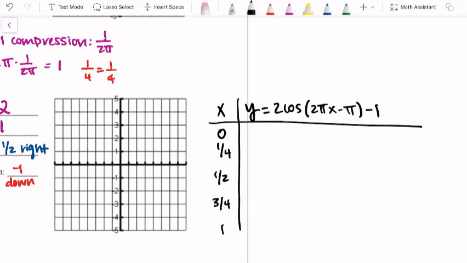Okay, so we're going to start plugging these values in, and we just need to evaluate. So for 0, I'll have 2 cosine. So I'm going to have 2 pi times 0. Well, that's just 0. So 0 minus pi minus 1.